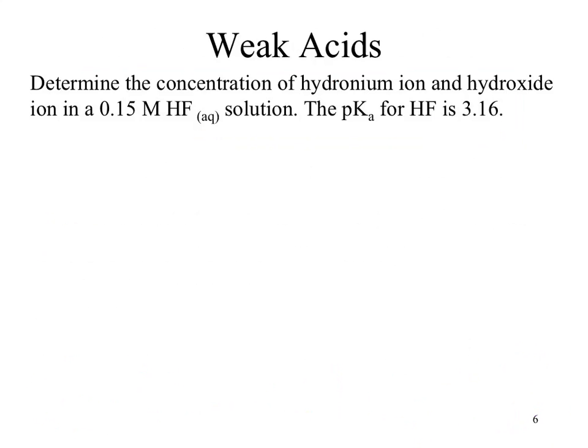Okay, so we can kind of crunch out some math now. Let's determine the concentration of hydronium and hydroxide ion in a 0.15 molar HF solution. Decided to be a little bit mean. The pKa for HF is 3.16. Okay, I'll let you guys go ahead and get started on this.